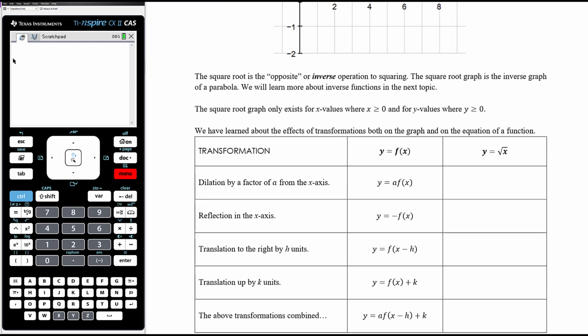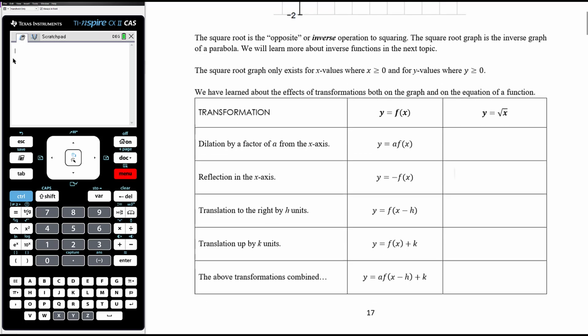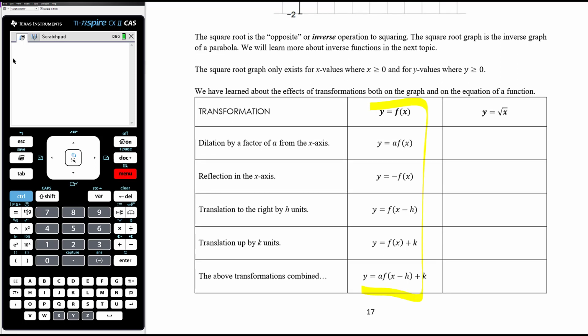So let's start with the transformations that we're already familiar with. This list of transformations here are things we've discussed in isolation. We've now looked at them in the context of the hyperbola and in the context of the truncus, and we now want to think about how that applies to our square root graph. So we know that when we dilate by a factor of a from the x-axis, it is when we multiply the whole function by a. In this case, f of x is the square root of x, and so multiplying the square root of x by a is a times the square root of x. So that would be a dilation of the square root graph from the x-axis by a factor of a.